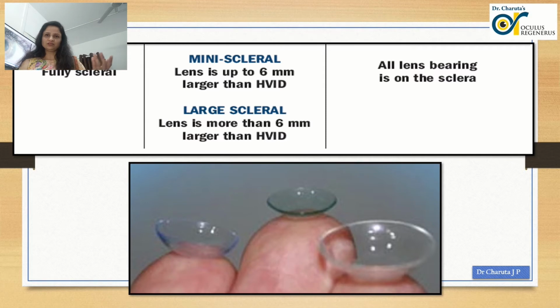But the large scleral lenses are useful in some situations where the cone is very steep, or in other indications like severe dry eyes because of Stevens-Johnson syndrome, etc. So leave it to the doctor or to the person who is doing your contact lens fitting to decide which one is a better option for you.